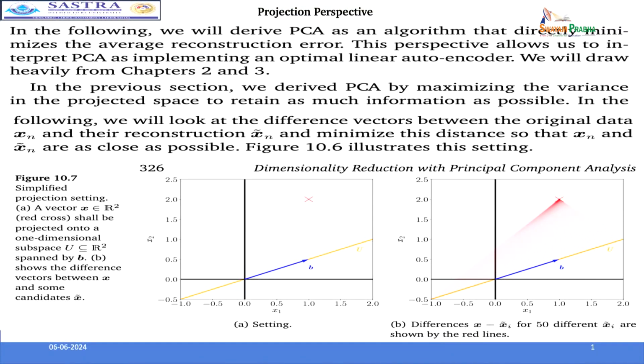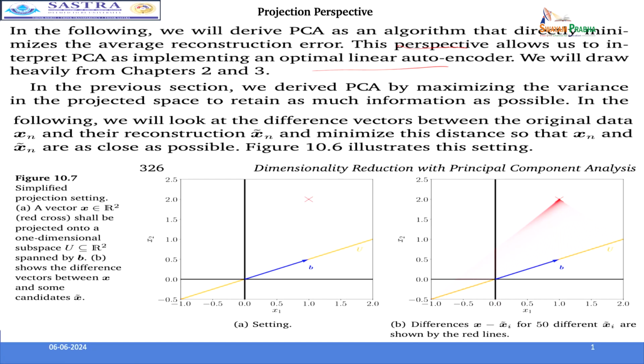Now, let us go to discuss the projection perspective. In the following, we will derive PCA as an algorithm that directly minimizes the average reconstruction error. So, this perspective allows us to interpret PCA as implementing an optimal linear autoencoder, and we will heavily draw pictures.